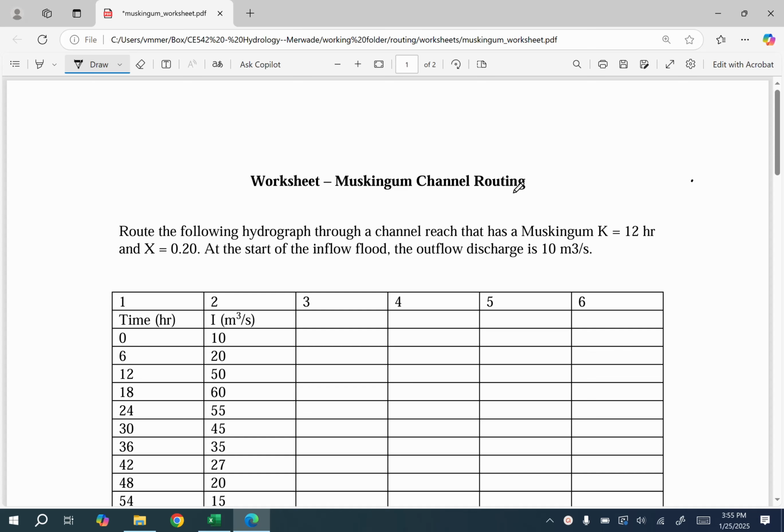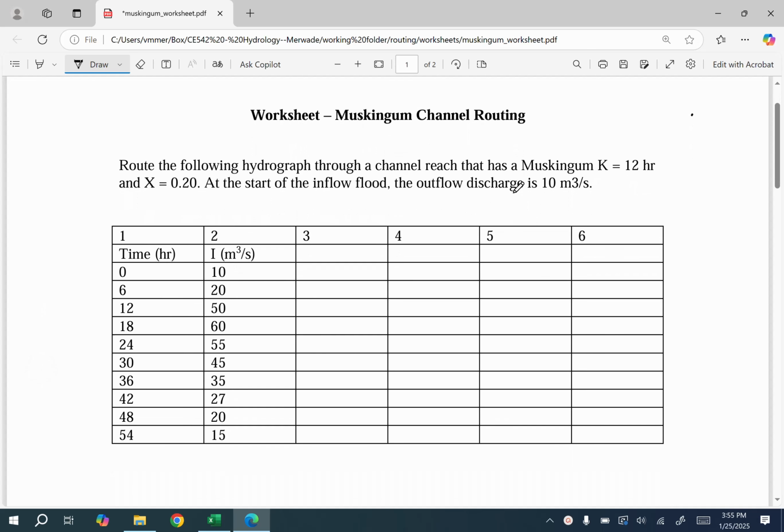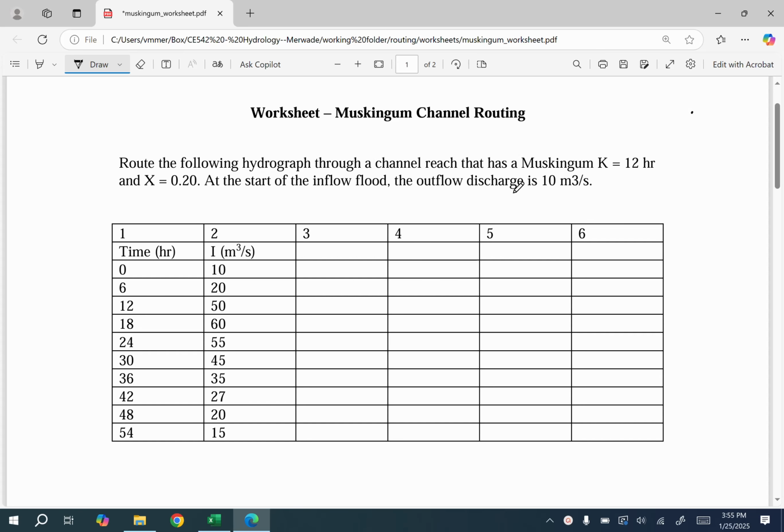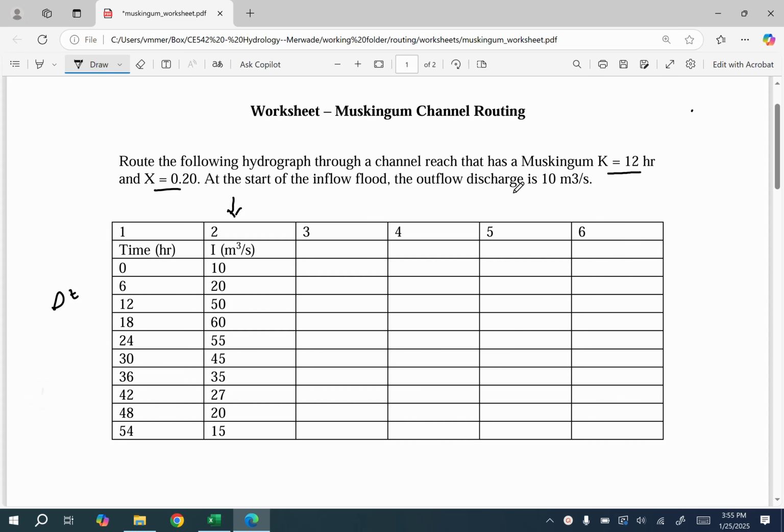Hi, in this video we are going to learn how to route an inflow hydrograph using Muskingum channel routing. So this is what is given to us, inflow hydrograph. Delta T is given to us as 6 hours. We are also given K equal to 12 hours and X is equal to 0.2.